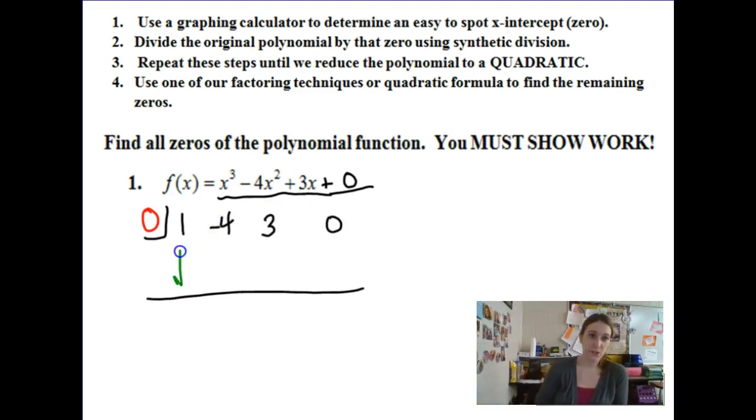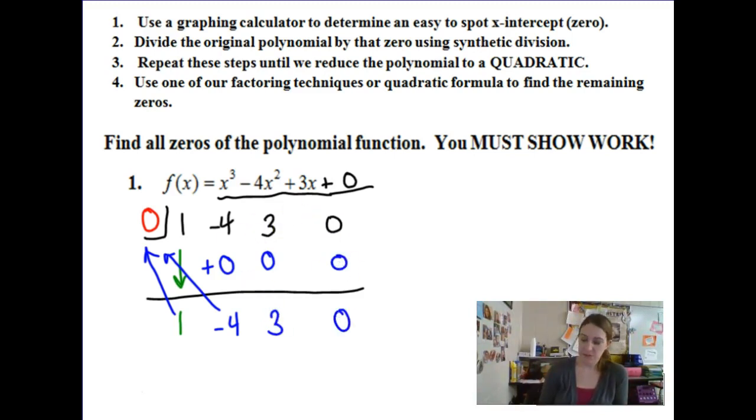So for synthetic division to work, we bring down our first lead coefficient, and then we start multiplying and adding. So 1 times 0 is 0. And then we add these up and get -4. And then -4 times 0 is 0. 3 plus 0 is 3, excuse me, that would have been bad, huh? 3 times 0 is 0, 0 plus 0 is 0.